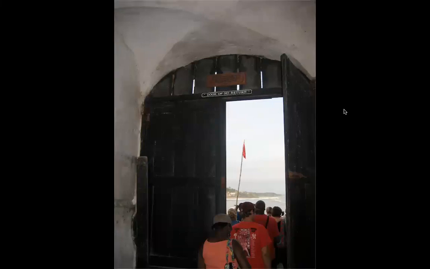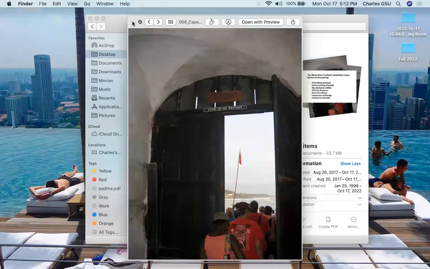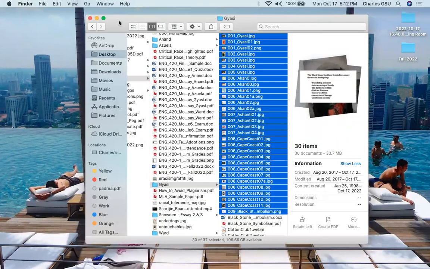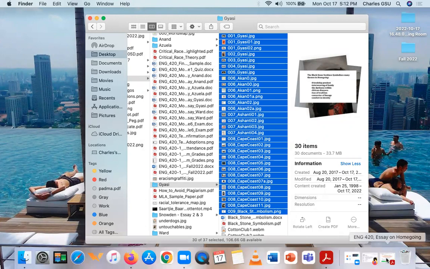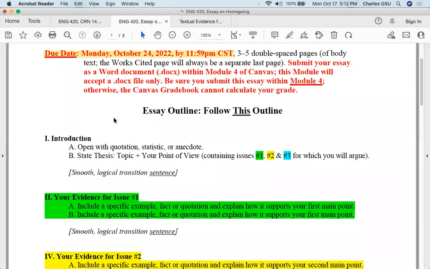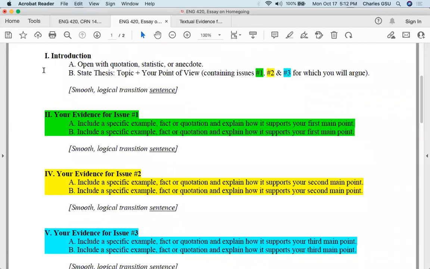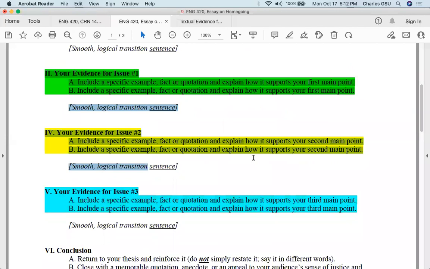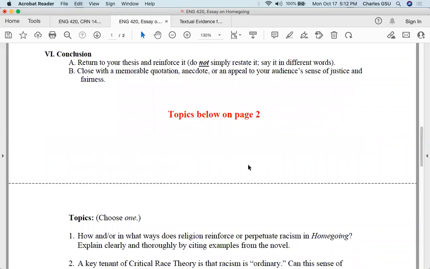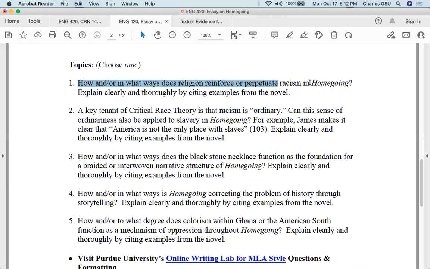All right, so now I've contextualized the author and the novel. Let's look at some of the textual evidence that you can include in your body paragraphs to argue for or against the question. So the first one is: how or in what ways does religion reinforce or perpetuate racism in Homegoing?